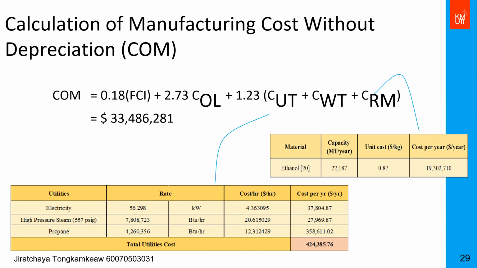There are 5 variables: fixed capital cost, operating labor cost, utility cost, treatment cost, and the last one is raw material cost. For the utility cost, followed by this table, the total utility cost is $424,000 per year, and the raw material cost is $19,000 per year.